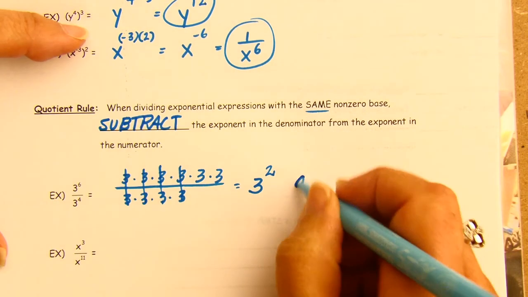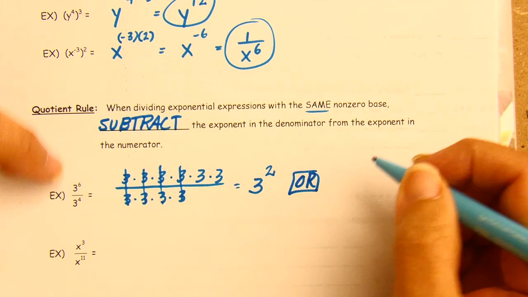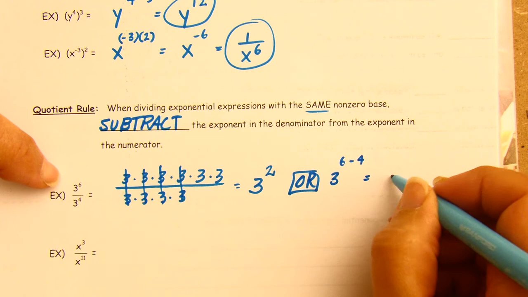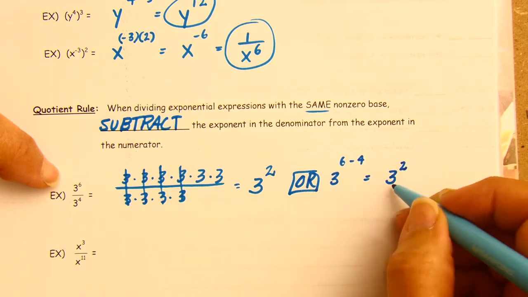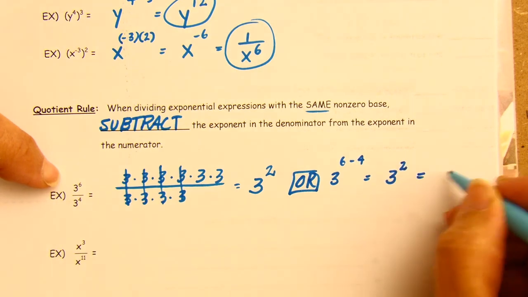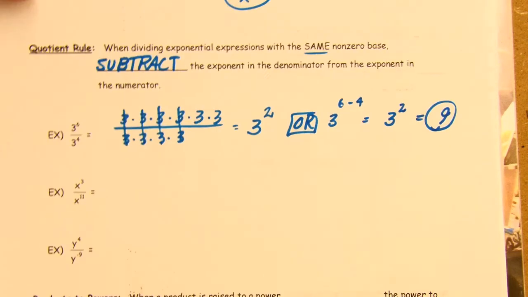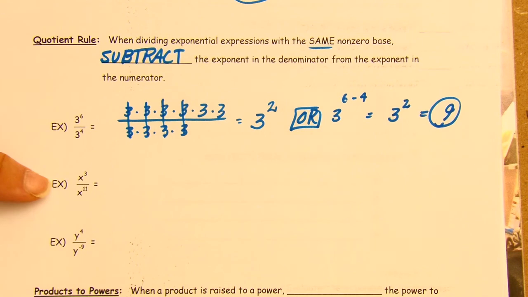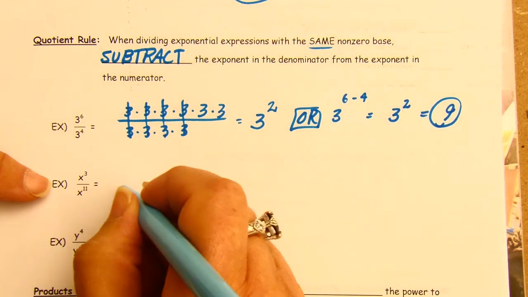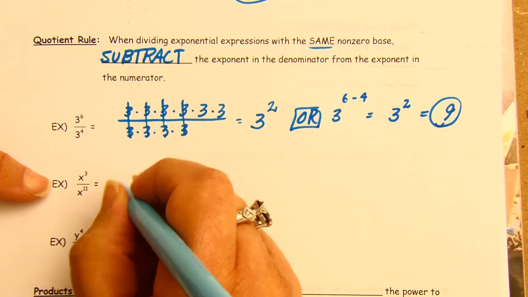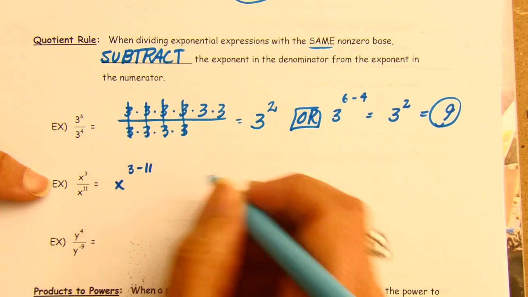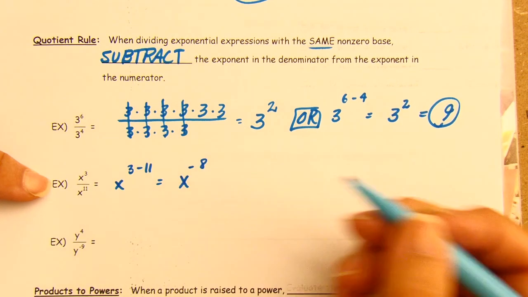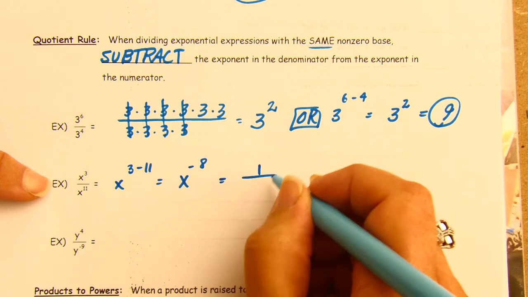Okay, so I'm going to write a big OR here and say this would be 3 to the 6 subtract 4, which is 3 squared. And of course, we know numeric base raised to a numeric exponent, 3 squared is 9. So you'd always want to simplify it at the end if you can. Now that we know what the rule is that you subtract the exponents, well, this would be x to the 3 subtract 11. 3 subtract 11 is x to the power of negative 8. Remember, we don't want any negative exponents. We have to write this as 1 over x to the power of 8.